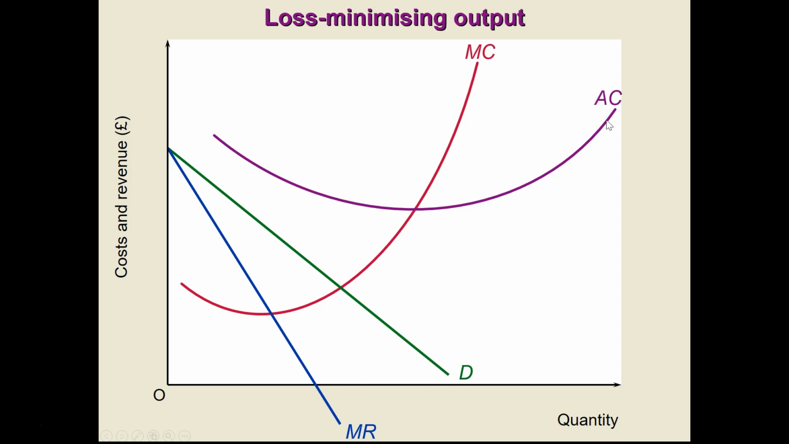So strictly speaking, regardless of how much you choose to produce, your cost of production, the purple line, will be higher than the green line, than what consumers are prepared to pay for this particular product, which means that you will be making losses. Consumers will be paying you less than the cost of production of your output.